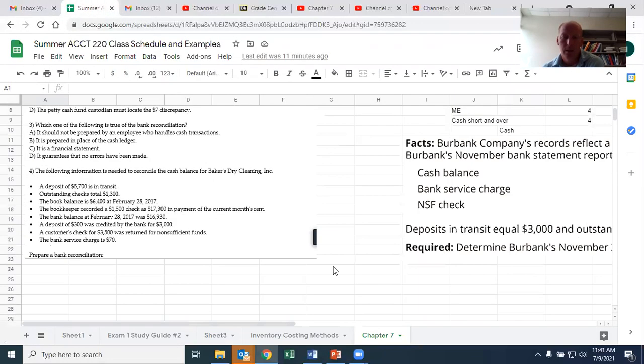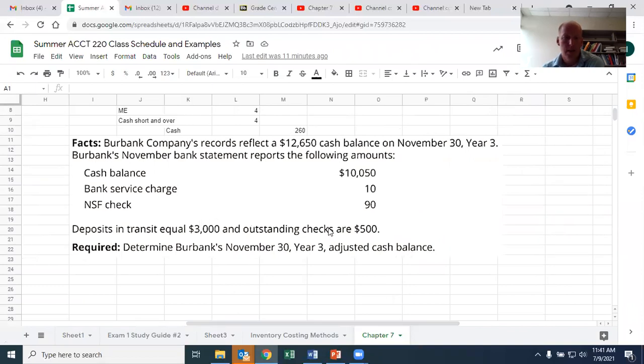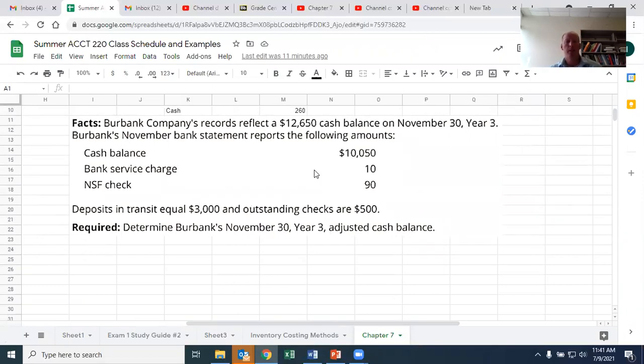There we go. Okay, so this example here. Burbank Company's records reflect a $12,650 cash balance. So I'm just going to say books. That's like our accounting records, right? You could say accounting records or something, but we're going to start out with 12,650.